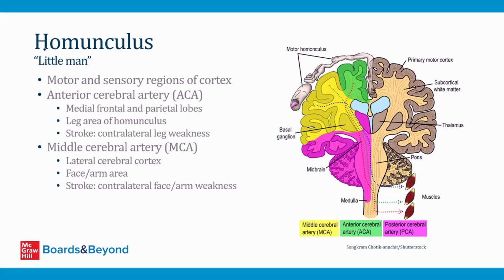So in just a minute, I'm going to talk about specific cortical stroke syndromes, but before we can get into that, we have to talk about something known as the homunculus. Homunculus is a Latin word that means little man, and it refers to the way that the motor and sensory neurons are laid out in the cortex.